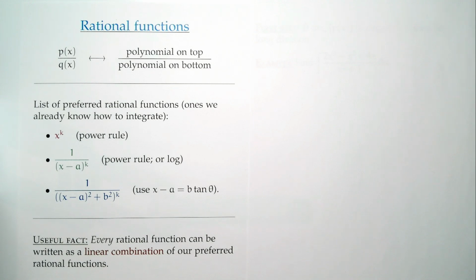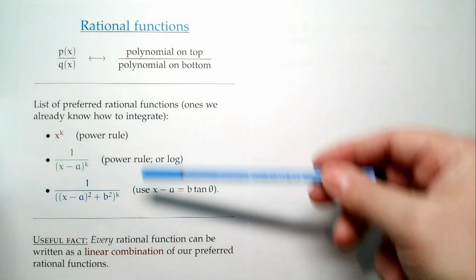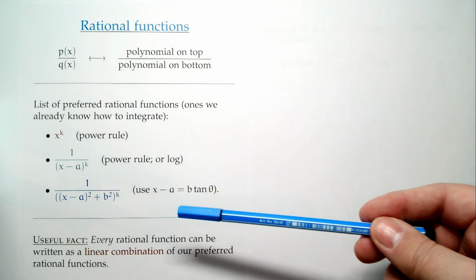And last time, we saw an example, how do you handle something like 1 over ((x minus a) squared plus b squared) to the k power? And the answer is you use that trig substitution. x minus a would be equal to b times tangent theta. So these are the kind of rational functions that we know how to integrate.